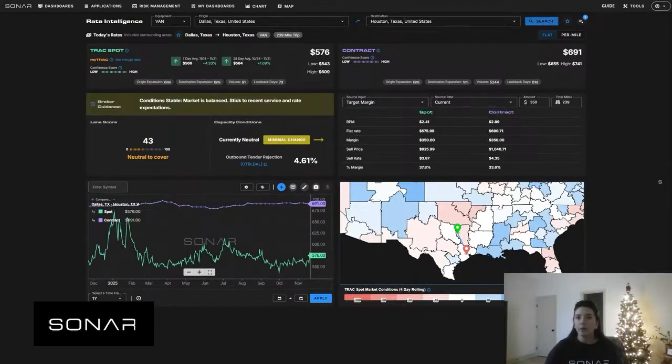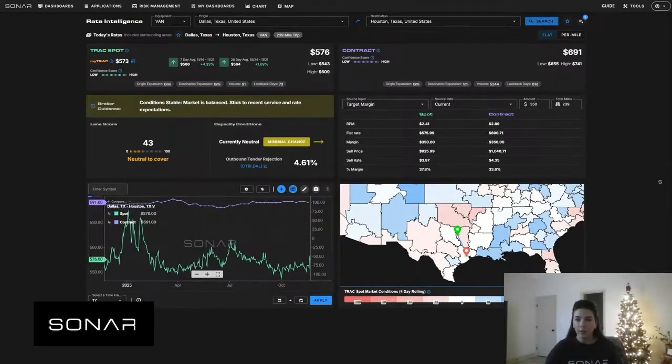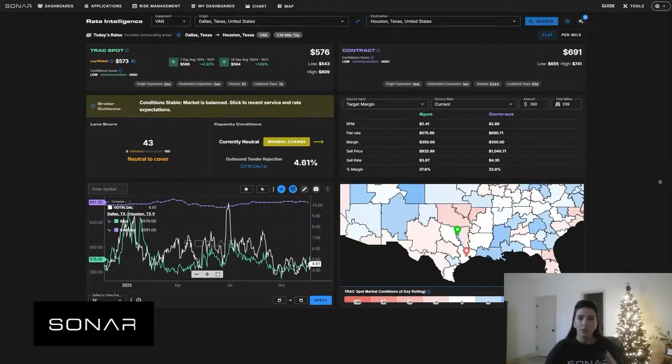So if you have a lane that you're running pretty frequently and you want to save that lane to reference it time and time again, you can click here and keep it under your saved lanes. That way you don't have to type it in every time.